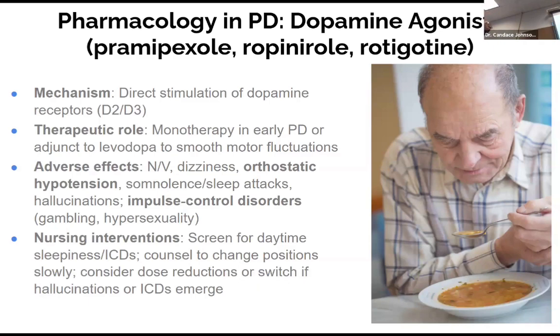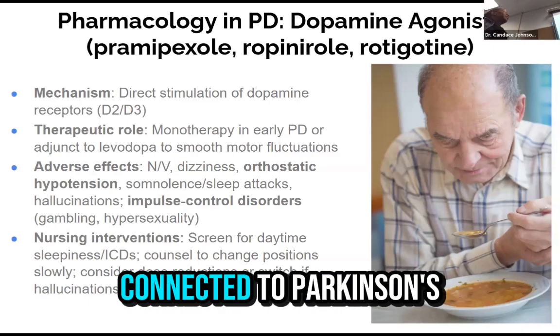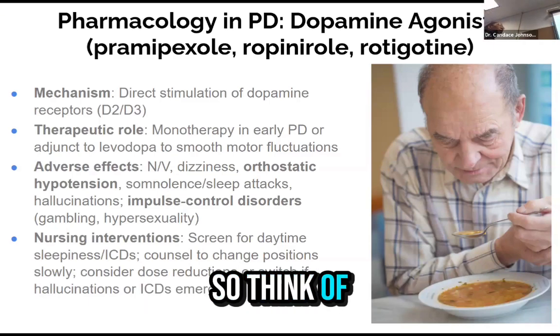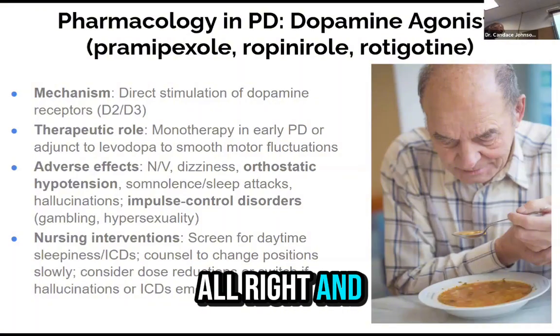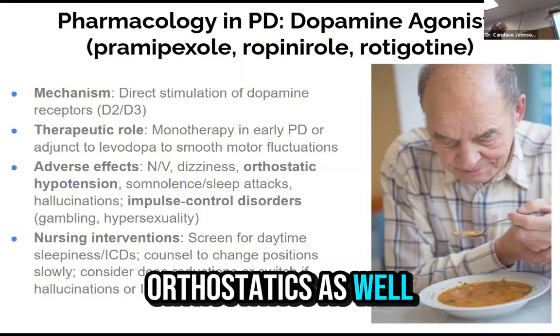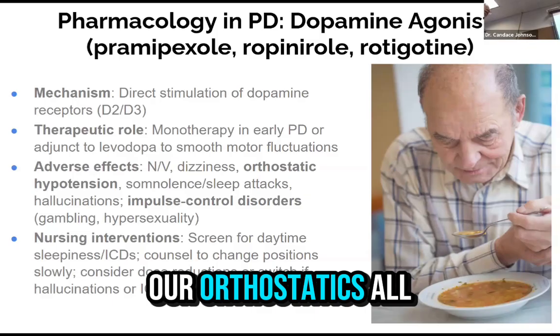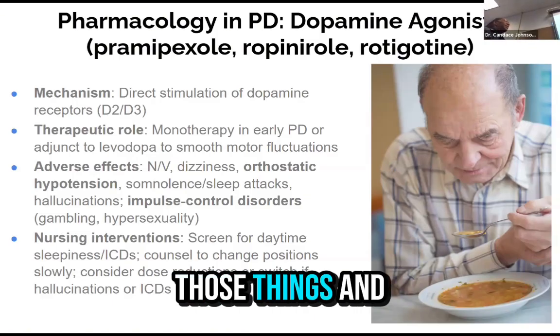All right. Nausea and vomiting is uniquely connected to Parkinson's disease medications, so think of it as an adverse effect. All right. And of course, we have our orthostatics as well. Our orthostatics. All right. So we want to check for those things and monitor.